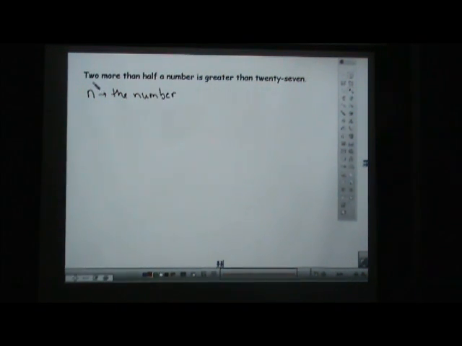And then I'm going to translate "2 more than half a number." So 2 plus. Remember, if it doesn't have the little "is" in front of "more than," it's indicating addition. Half a number, 1/2 the number or the variable that I chose. Now it says "is greater than." So that's your inequality symbol, 27.